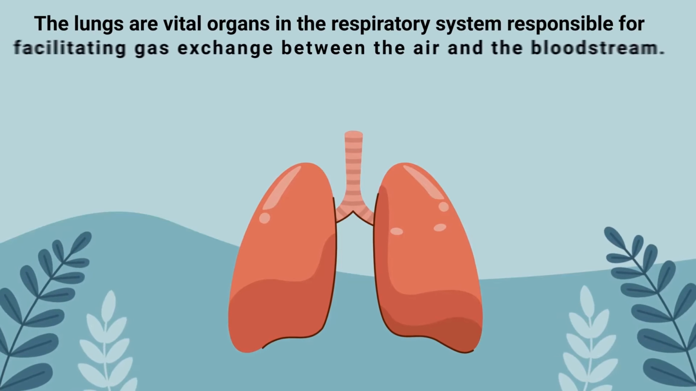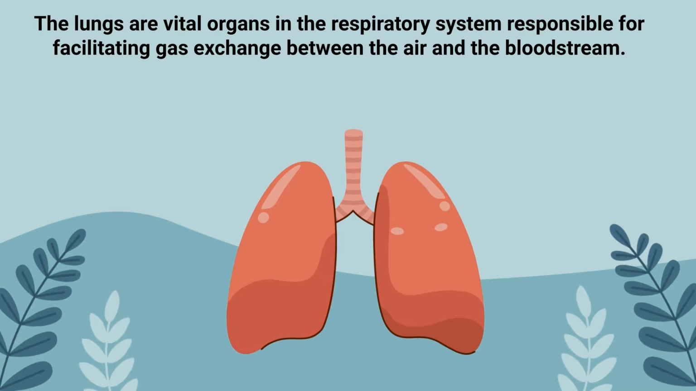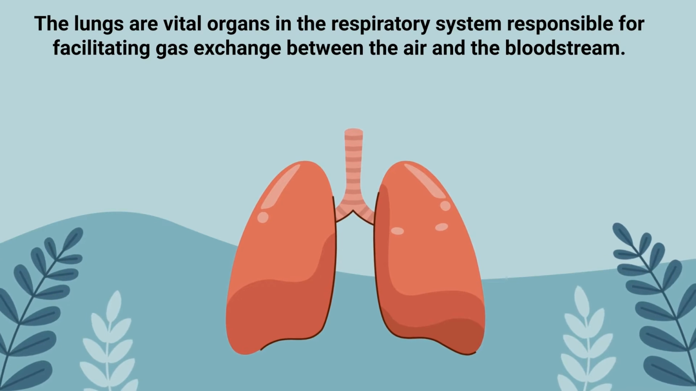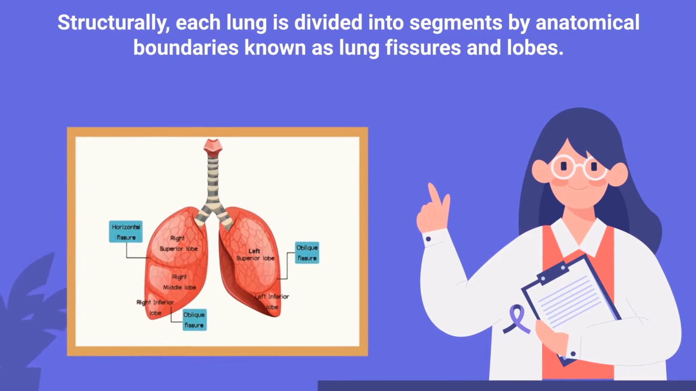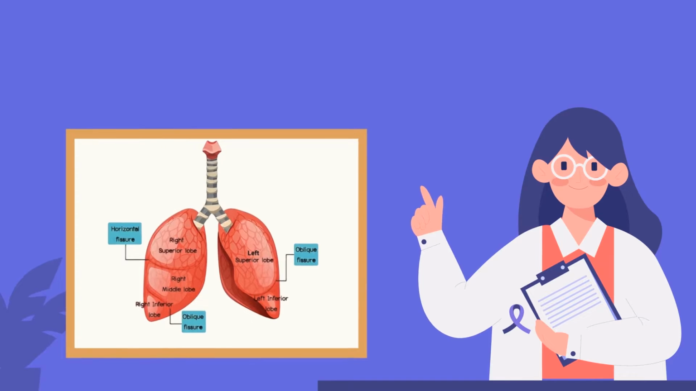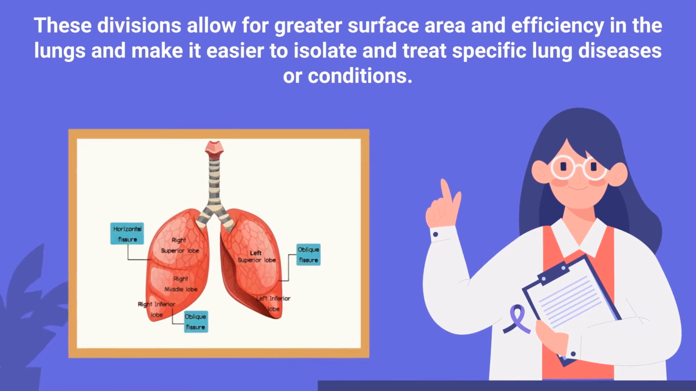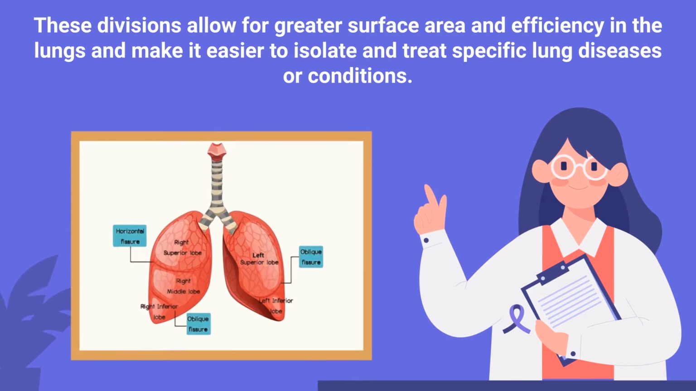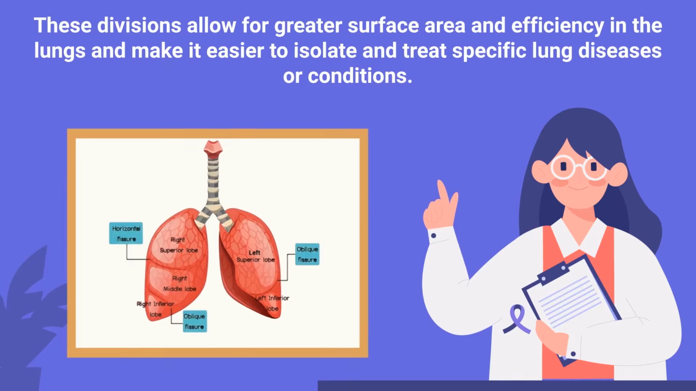The lungs are vital organs in the respiratory system responsible for facilitating gas exchange between the air and the bloodstream. Structurally, each lung is divided into segments by anatomical boundaries known as lung fissures and lobes. These divisions allow for greater surface area and efficiency in the lungs and make it easier to isolate and treat specific lung diseases or conditions.